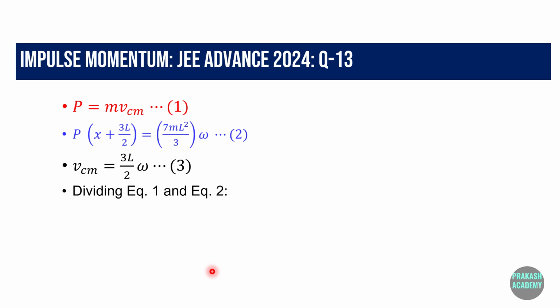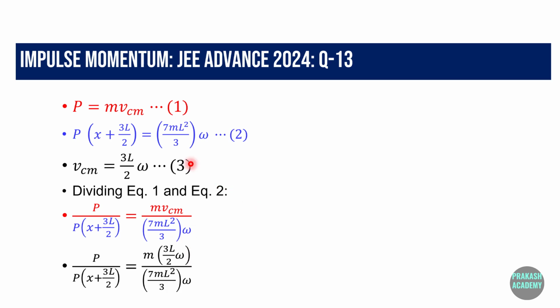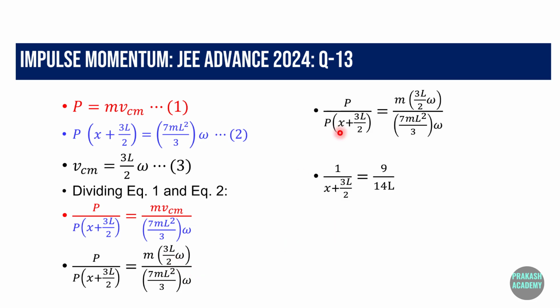Now let us divide equation 1 by equation 2. If we divide, we will have P divided by P into x plus 3L by 2 on this side, and on the other side M times v_CM divided by 7 ml square by 3 times omega. We can plug in the value of v_CM, that is 3L by 2 times omega. Same thing I have written here.